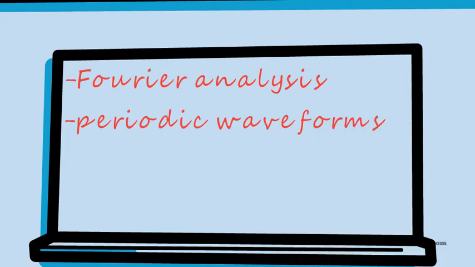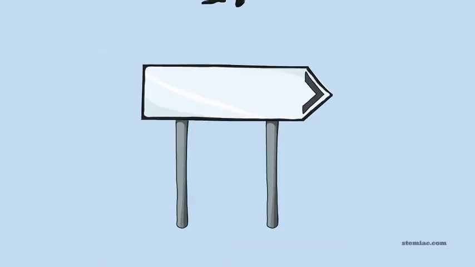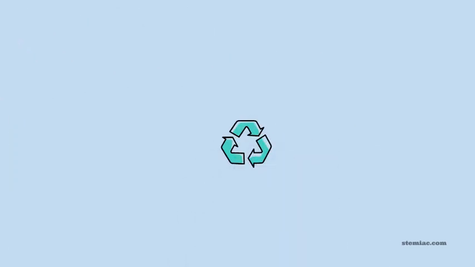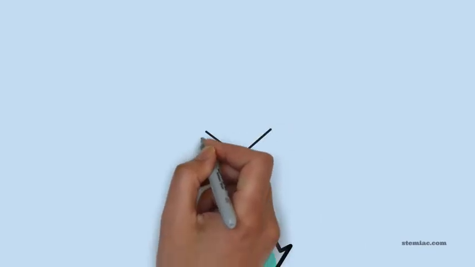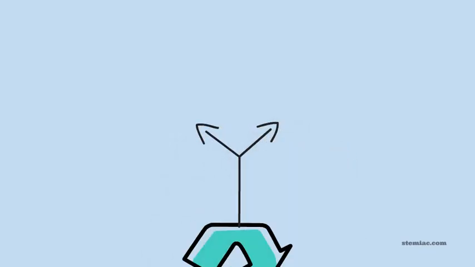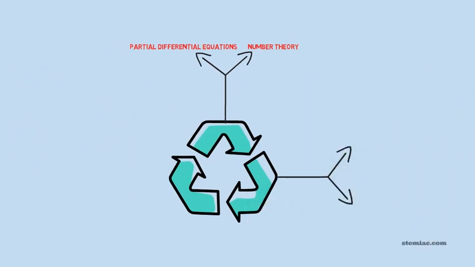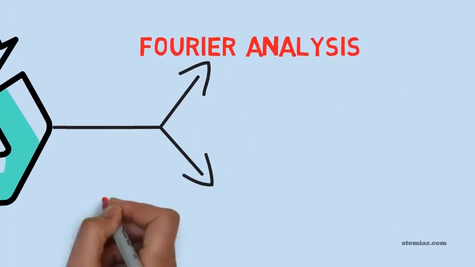The second part will be the key concepts. We will mention and explain all fundamental terms and concepts which are going to be covered in their own lecture, later in Mathematics of Quantum Computing playlist. For Mathematics of Quantum Computing, key terms are partial differential equations, number theory, Fourier analysis, Fourier transform.